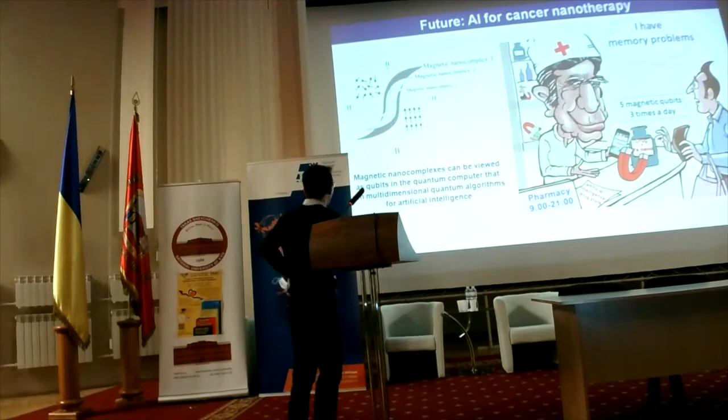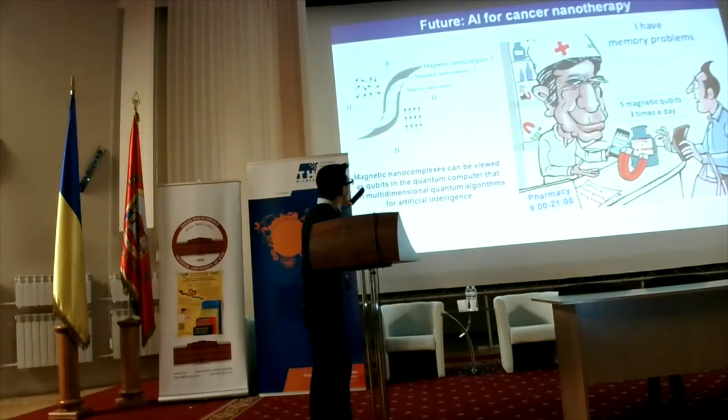In the nearest future, as you know, magnetic nanocomplexes could represent qubits, like those used in quantum computers, as we could regulate or manipulate the spins of unpaired electrons in magnetic nanocomplexes, and this could be used for multi-dimensional quantum algorithms for artificial intelligence. I hope there comes a day when a patient comes in and says, I have memory problems, and we prescribe them magnetic qubits, remotely controlled by our cell phones. Thank you very much.